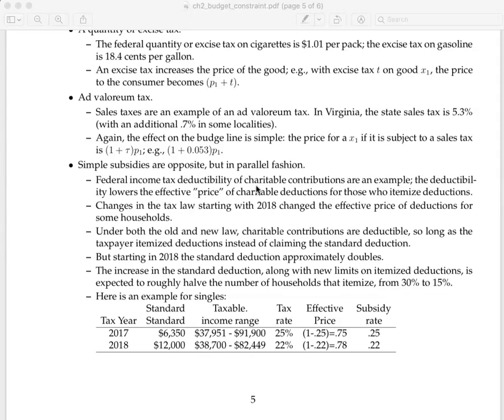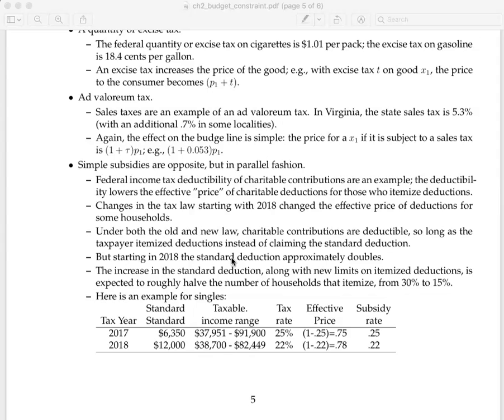And I'll just talk about this in terms of a change in the tax law. Starting in 2018, there's a new tax law deduction. It also changed rates, but it had a bigger effect on the standard deduction. So under both old and new law, charitable contributions are deductible if the taxpayer itemizes deductions instead of claiming the standard deduction. Here's the deal, though. In 2018, the standard deduction approximately doubled, so that many fewer people end up in a situation where they are itemizing.